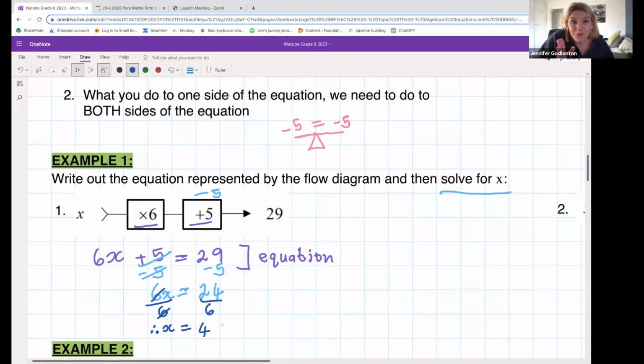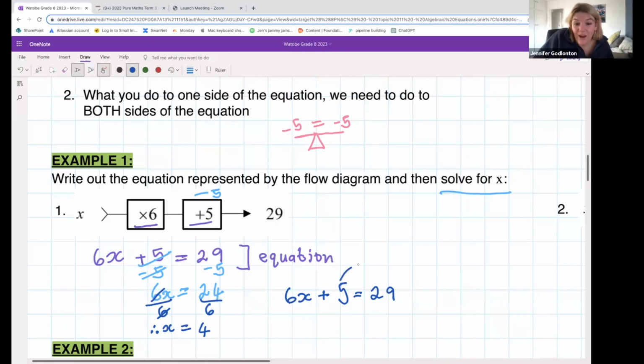Okay, so that's what we mean when we say you're going to do the same thing to both sides. Now, an easier way to think about this is that when we move to the other side of the equal sign, we do the opposite operation, okay? So I like to think of it as like a magic equal sign. So we've got 6x plus 5 is equal to 29, okay?